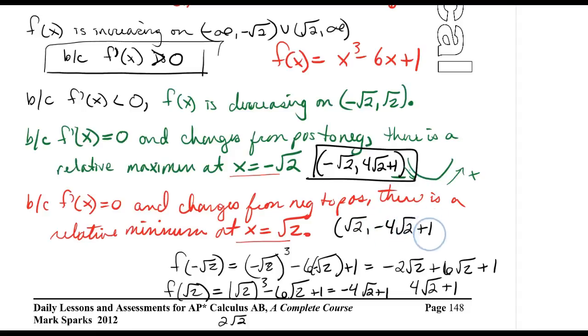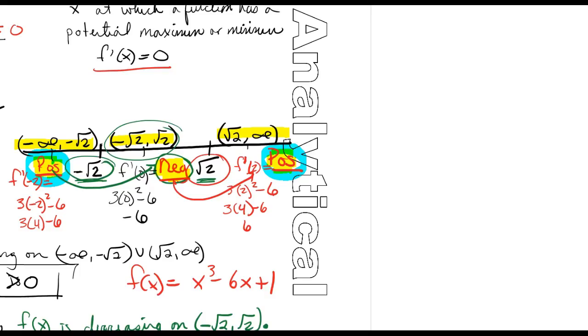Negative 4 radical 2 plus 1. And you can find decimal equivalents, and that would be fine as well. Before we move on, I want to revisit the sign chart and show you a shortcut that you can use if you remember some basics about polynomial sketching in pre-calculus.